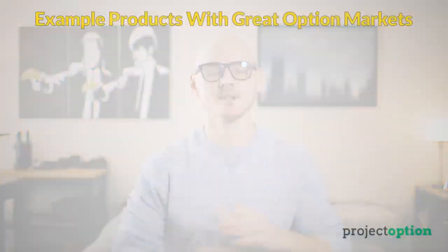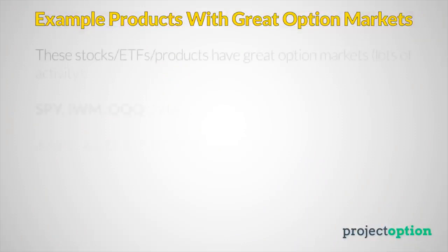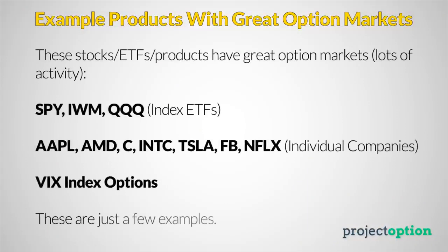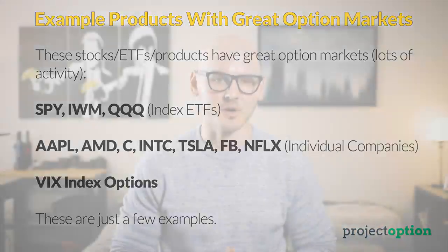So here's a list of just some example products with good or great option markets. We have SPY, IWM, QQQ. These are ETFs. Then we have Apple, AMD, C, which is Citigroup, Intel, which is INTC. We have Tesla, Facebook, Netflix, and the VIX. These are all example products that have extremely active option markets and are very safe products to conduct options trades in. Because there's such large markets for it, there's a lot of market participants, which means the bid-ask spreads will be narrow, and therefore getting in and getting out of your trades will be much easier than compared to trading in options that don't have very active markets.